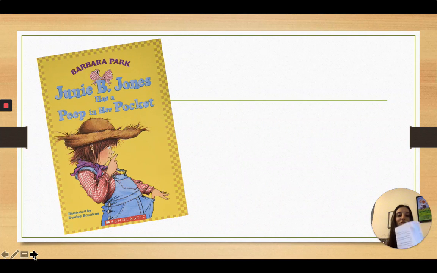And here's a picture, so I'll show you that first part of the picture. Ooh, hold on, you can get it in my circle. There we go. And then here's my second part of my picture, and there's Junie B shouting at all of her friends.